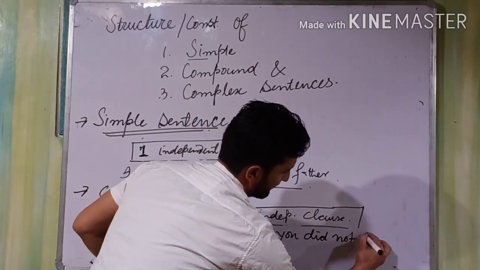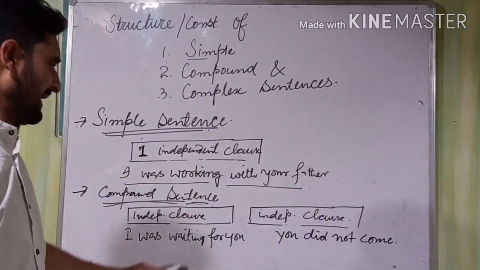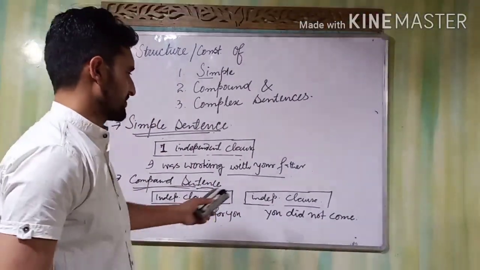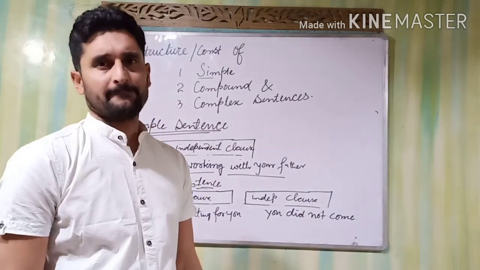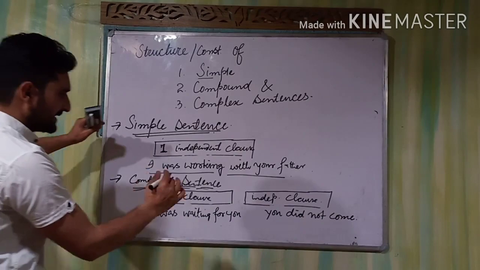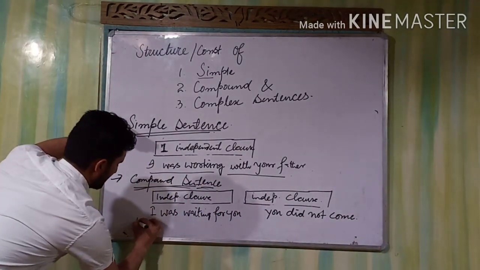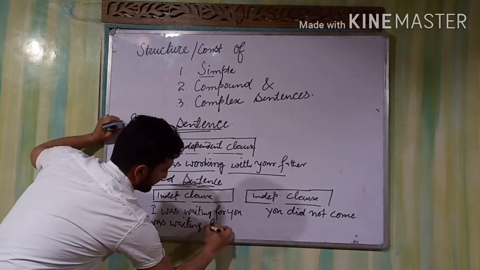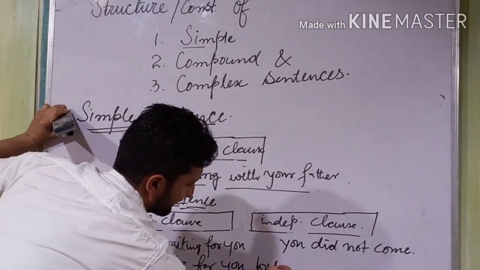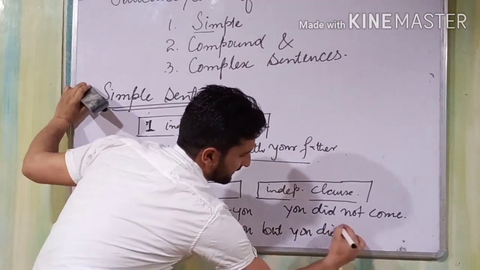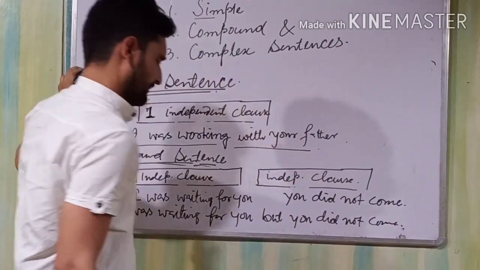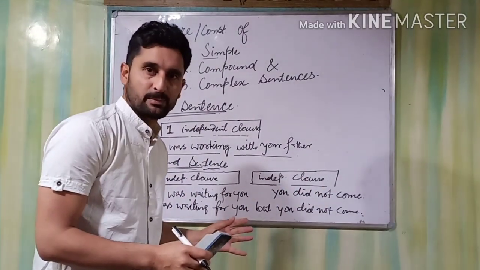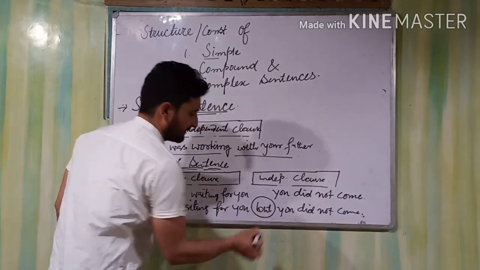You did not come. Again, you did not come. This is also a simple sentence, or it's also an independent clause. Now, if I join these two sentences together, I was waiting for you, but you did not come. Do you find something that joins these two sentences to form one sentence? Of course, yes. A word, but.